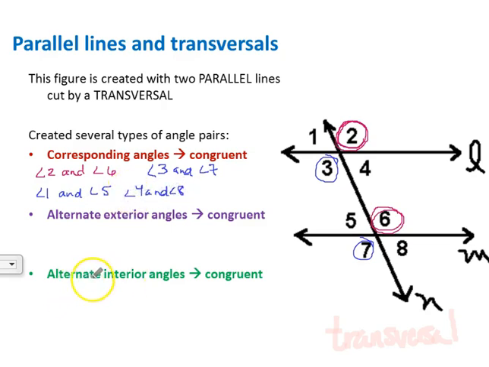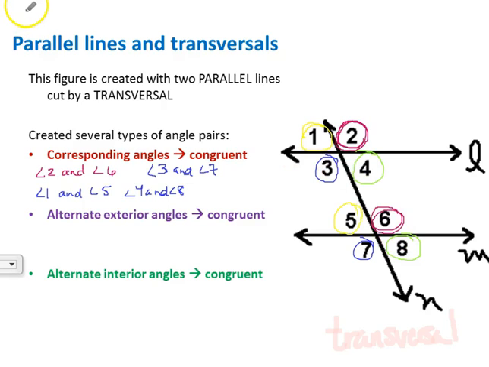Those are all examples of sets of corresponding angles. So I color-coded those for you, and they are congruent. Remember, they will have the same angle measurement. So if I said angle 2 was 120 degrees, angle 6 must also be 120 degrees. So that is corresponding angles.